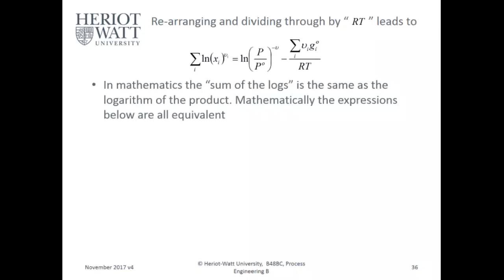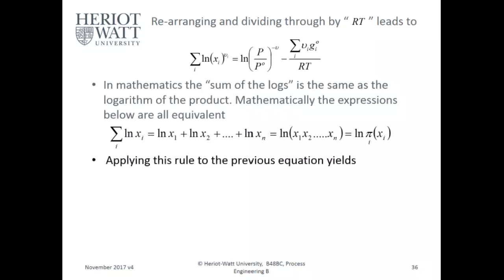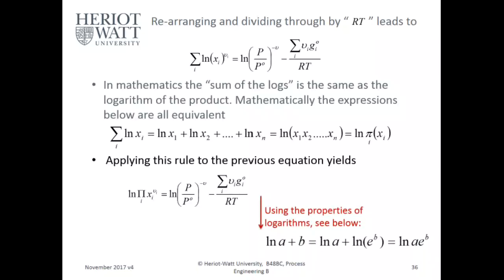In mathematical terms, the sum of the logs is the same as the logarithm of the product. Mathematically, this expression below is equivalent to this. So the sum of log of Xi equals log of X1 times X2. Applying the rule to the previous equation leads to log of the product over i of Xi to the power Vi equals log of P over P0 to the power negative V minus Vi GI0 over RT. Using the properties of logarithms, log of A plus B log of E equals log of A times E to the power B.